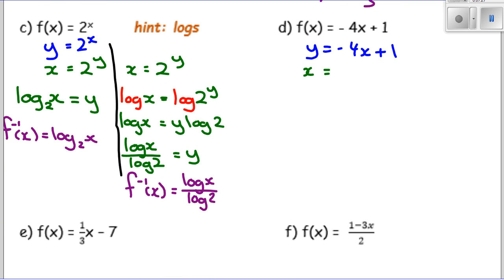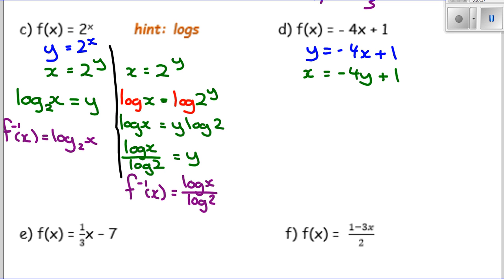Are you feeling challenged? And then this is an easy one. So, do you deal with the negative 4 first or the 1? The 1, yeah. It's like the furthest away from the y. And then do that, negative 4. Yeah, you can sort of change that a bit.